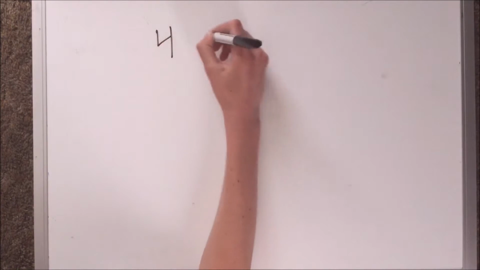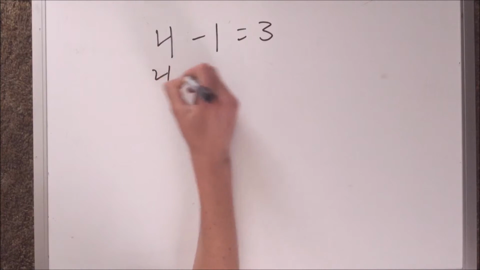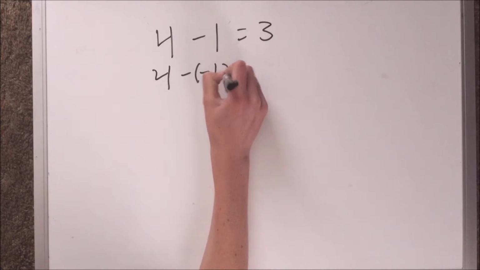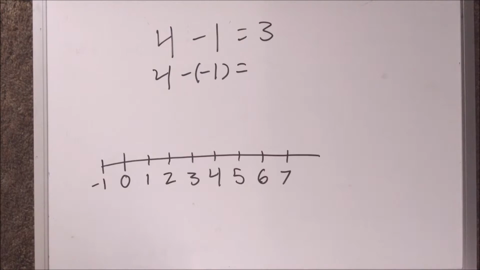Another thing that people get confused with when subtracting integers is subtracting a negative. For example, 4 subtract 1 equals 3. But what about 4 subtract -1? The easiest way to think about this is on a number line. When you're trying to solve an equation on a number line, you need to remember some of the rules.